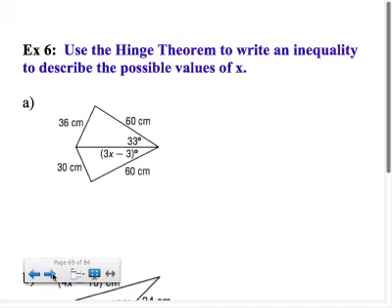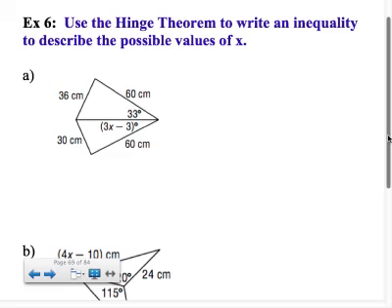Example 6 says, use the hinge theorem to write an inequality to describe the possible values of x. So here's what I know. We have one congruent side, two congruent sides. I also know that the 33 has to be bigger than this because the 36 is bigger than the 30. So I know at the very least the 3x minus 3 has to be less than 33. Has to be less than 33.